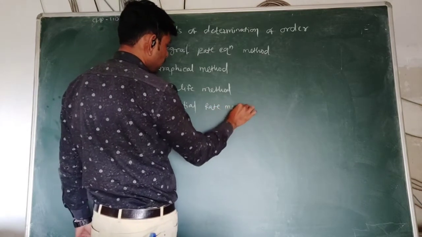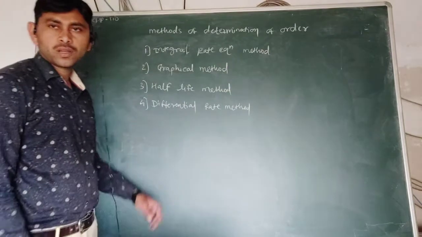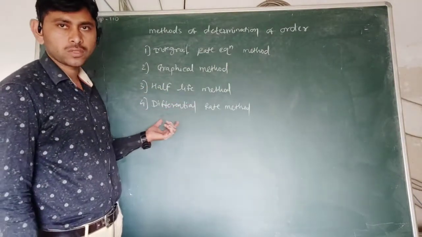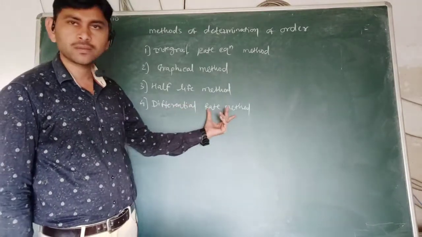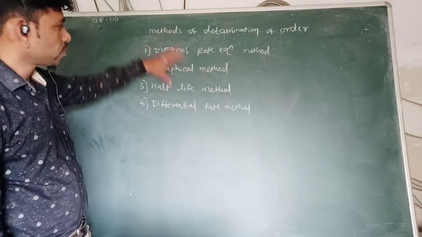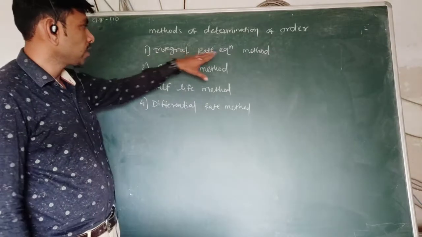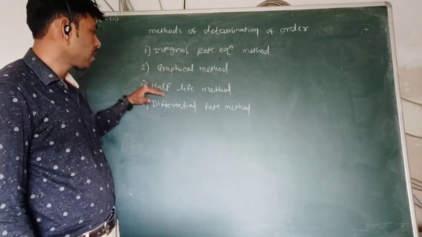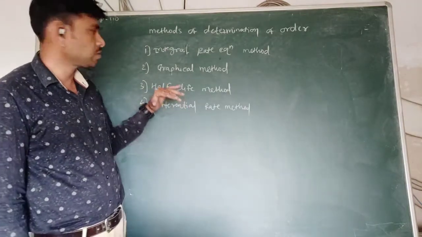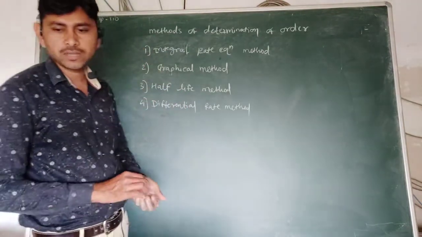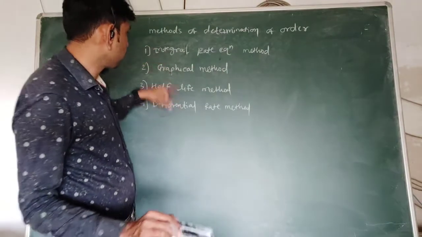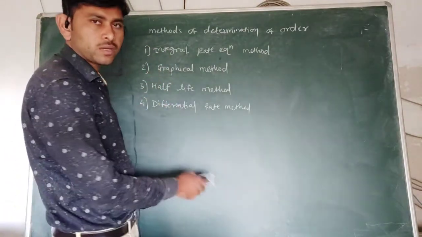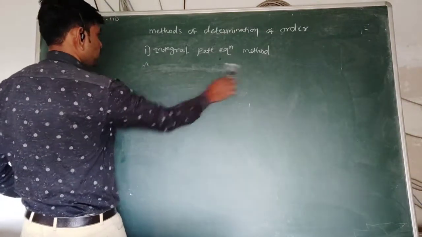The differential rate equation is used for determining the order of reaction, but it is not much pronounced, so we are not going to discuss this differential rate equation method in this topic. So remember these four only: the integral rate equation method, the graphical method, the half-life method, and the differential rate equation method. Here we are going to discuss three methods one by one: integral rate equation, graphical method, and half-life method.